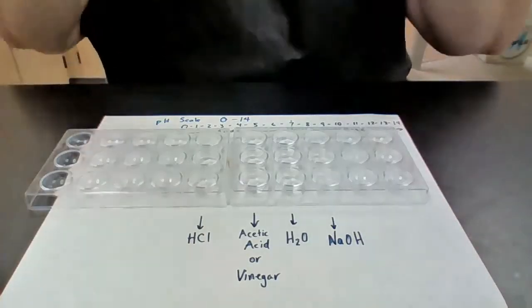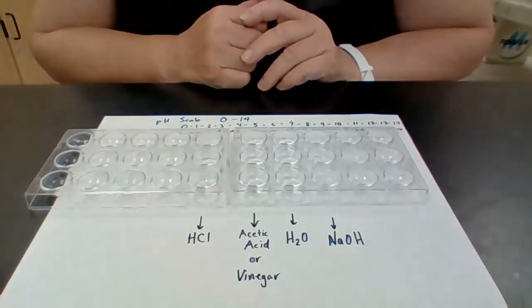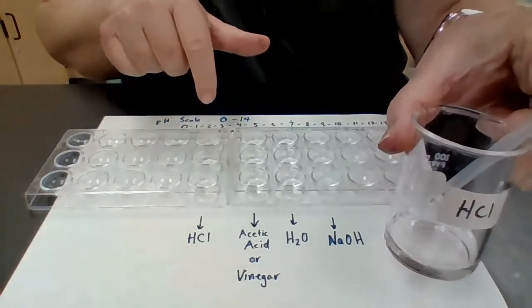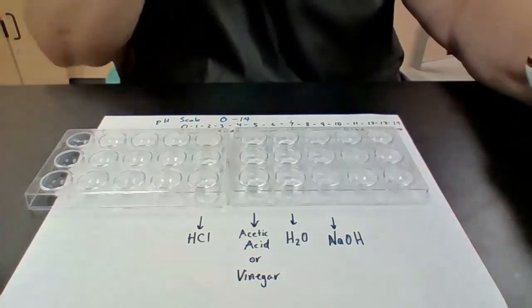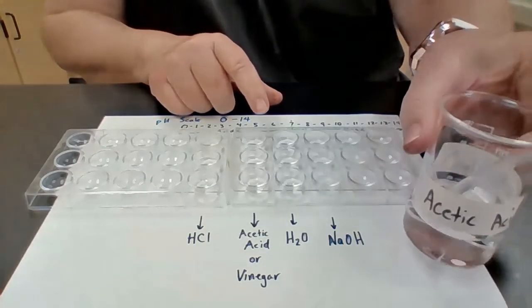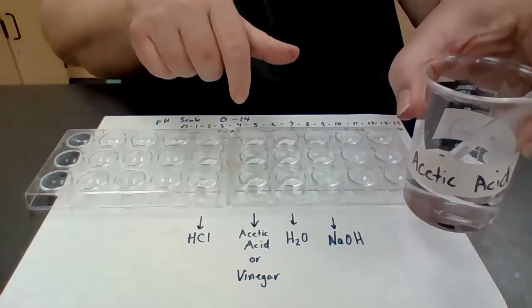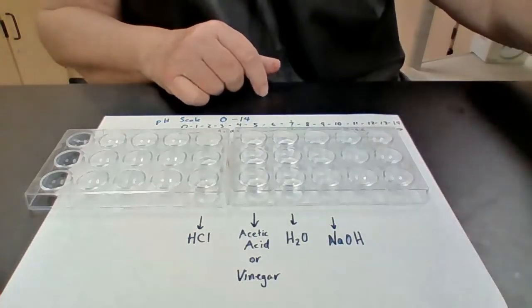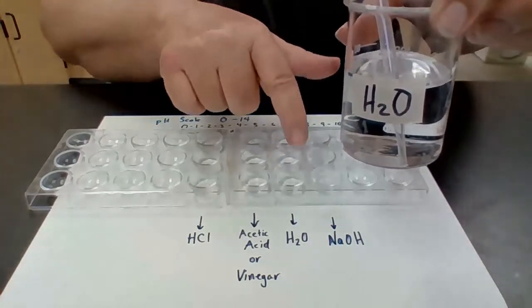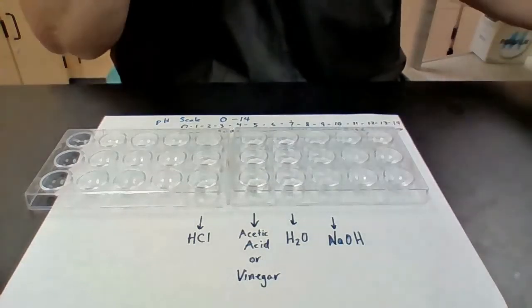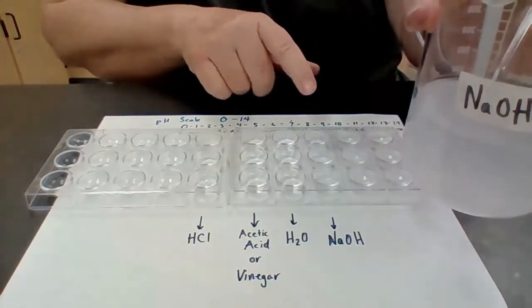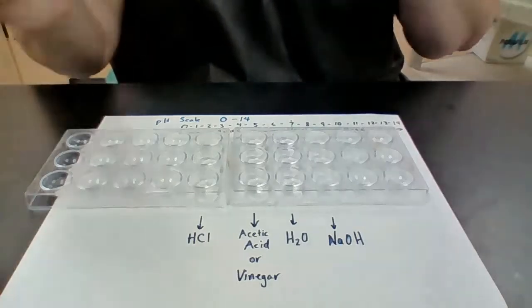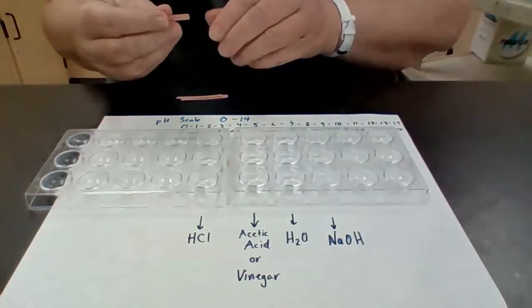I have this well plate where I have put samples of hydrochloric acid, which is obviously a strong acid. Then I put acetic acid, the main ingredient in vinegar, which is not as strong an acid. Then I put water, which hopefully will be neutral on the pH scale, and some sodium hydroxide, which is for sure a strong base. I'm going to test it in a variety of different ways so you can see what these indicators do.